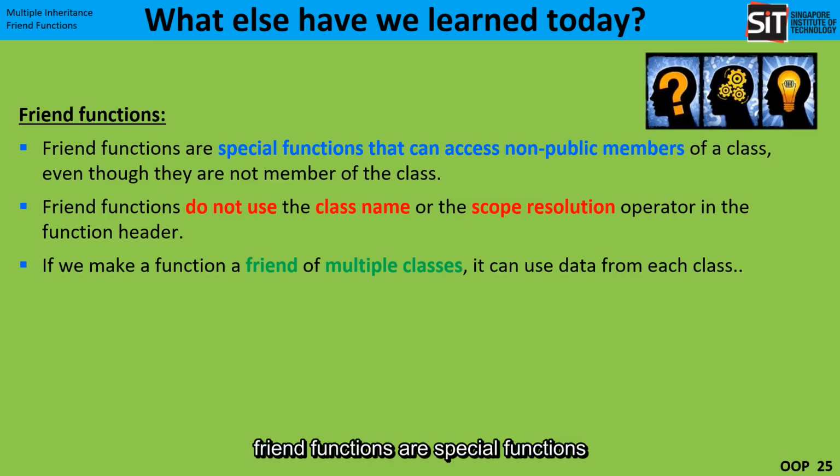Friend functions are special functions that can access non-public members of a class, even though they are not members of the class. Friend functions do not use the class name or the scope resolution operator in the function header. If we make a function a friend of multiple classes, it can use data from each class.